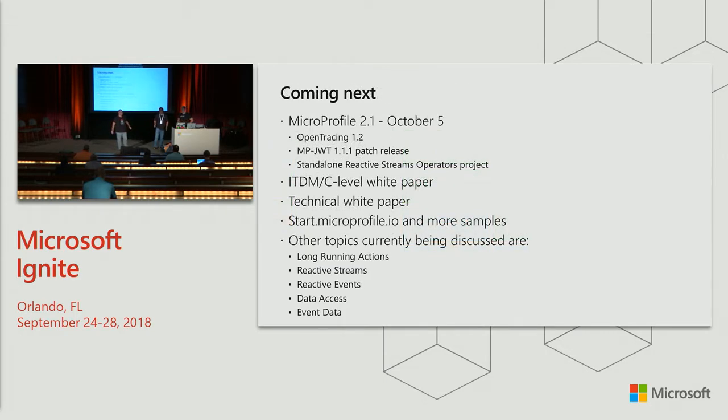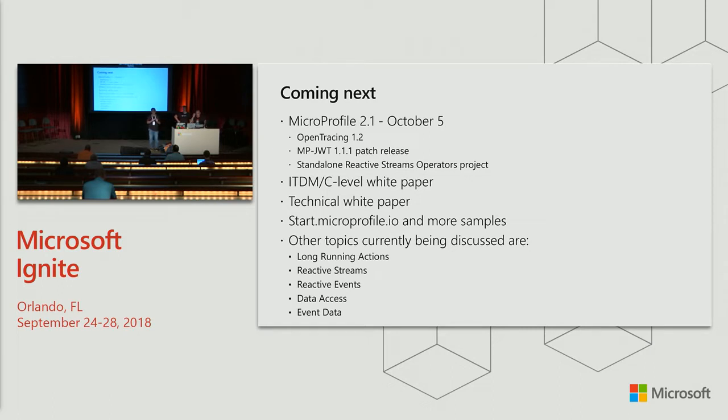So just quickly, what's coming up next as far as the MicroProfile project? Release 2.1 is coming out in a week's time, pretty much. That's going to include OpenTracing 1.2. It's going to update the JWT API, which is the authentication and authorization library. There's going to be a patch release included there. No, actually, I'm sorry.